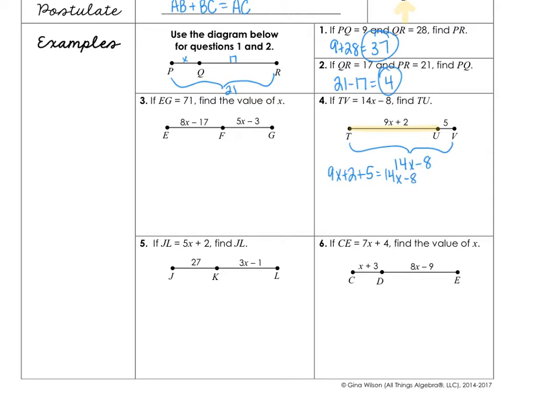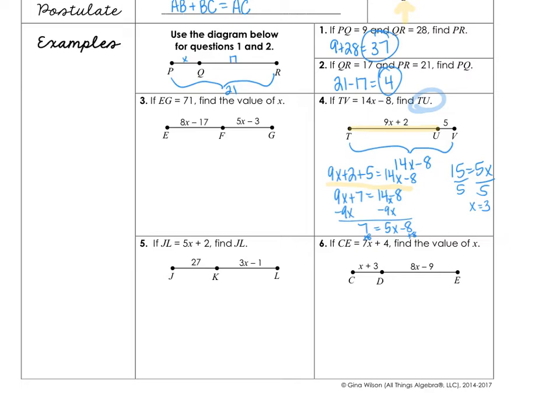Then we're going to use that and do our algebra skills to solve for x, which will eventually help us find TU. If I combine like terms, 9x plus 7 equals 14x minus 8. Then I'm going to get my x's together and my non-x's together. So 9x, subtract from both sides, we'd have 7 equals 5x minus 8. Then I'm going to add 8 to both sides, and I would have 15 equals 5x. Divide by 5, and x equals 3. But that is not our answer because we want to find TU.